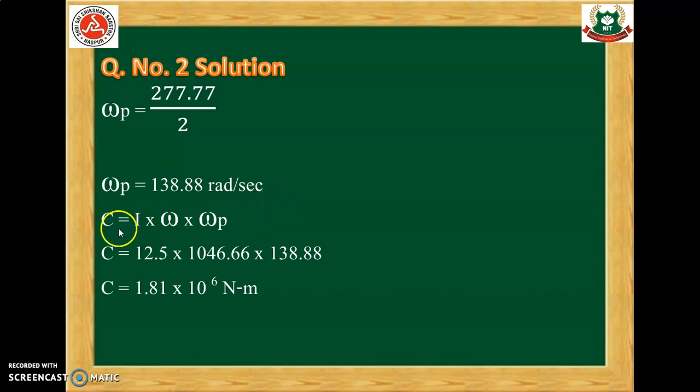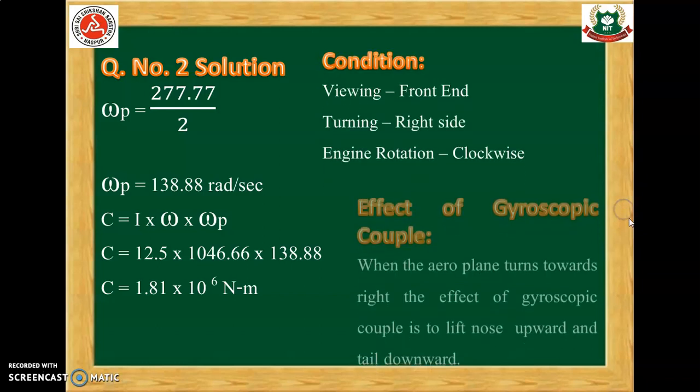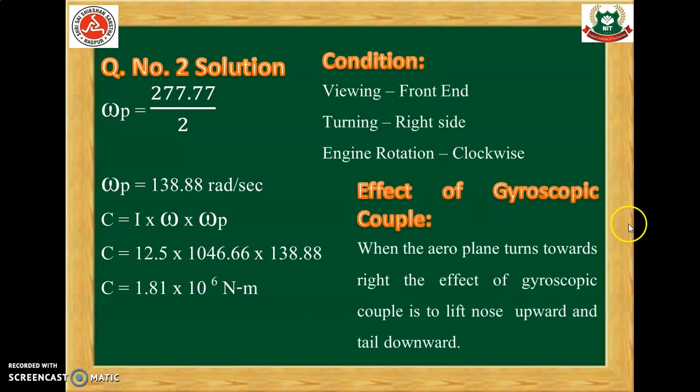Therefore our equation becomes C equals I into omega into omega p. So the value of I is 12.5, omega is 1046.66, and omega p is 0.138. So the value of C comes to be 1.81 into 10 to the power 6 Newton meter. Now we will see the conditions.